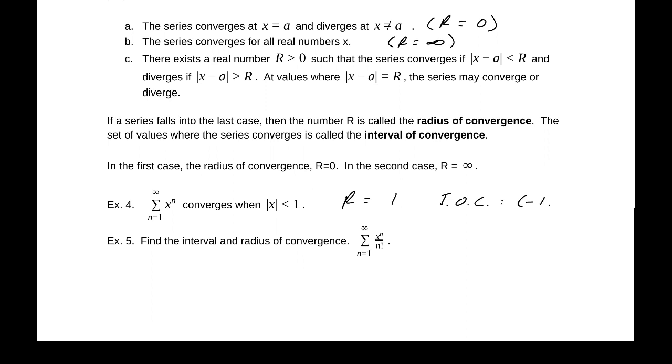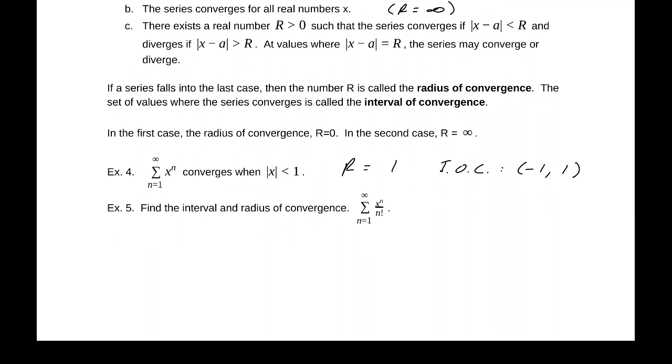is -1 to 1. Now, I would have to test the endpoints. If x is -1, that makes this series an alternating series which diverges. If x is +1, then this is the sum of 1, an infinite sum of 1, so that would also diverge. So that is why I'm not including -1 and 1 in my interval of convergence.